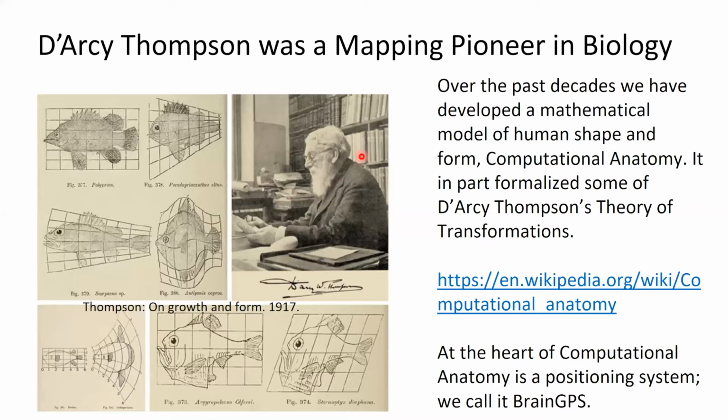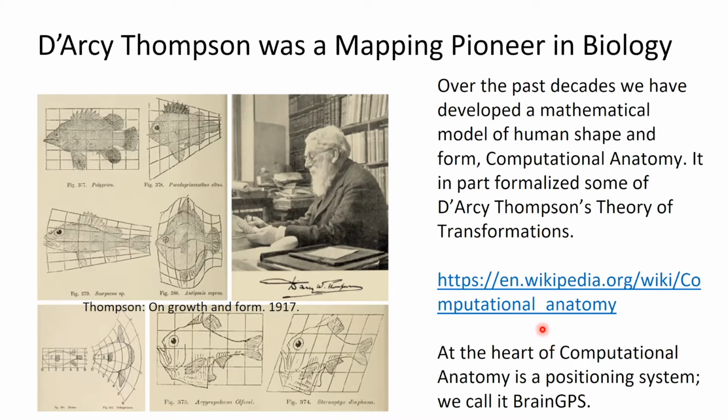Over the past decades, we've developed, all of us, a mathematical model of human shape and form. We call it computational anatomy. D'Arcy did many things. It in part formalized some of D'Arcy Thompson's theory of transformations. I'm gonna talk more about the theory of transformations. I think it's interesting, and I think it's good to abstract a little to see what we're doing.